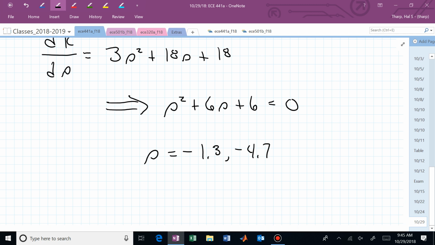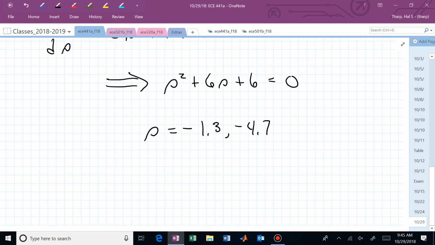Where's my breakaway? At either of those. Sometimes you get a root that's not even in the region that you're interested in. We're interested in s values between 0 and -3, so we don't even have to worry about the root at -4.7. That doesn't even exist on our root locus. Here is now our relative max.